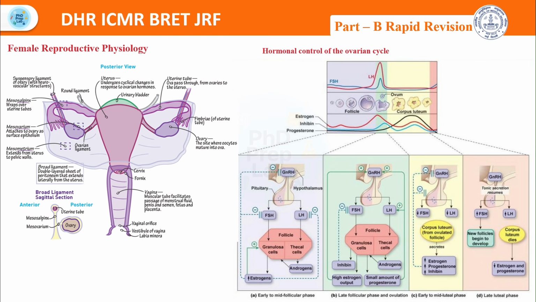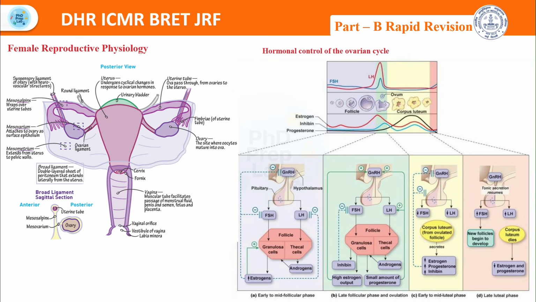The female reproductive physiology is seen here. So in female reproductive physiology, there is complex hormonal involvement, and we have an ovarian cycle which lasts up to 28 days, which is divided into follicular phase, ovulation, and luteal phase.